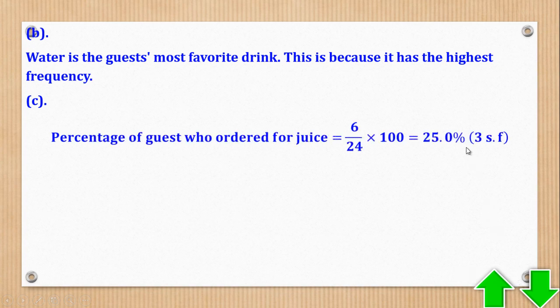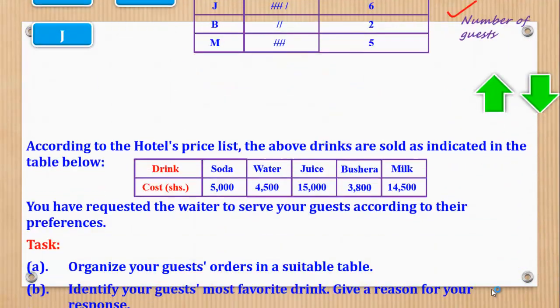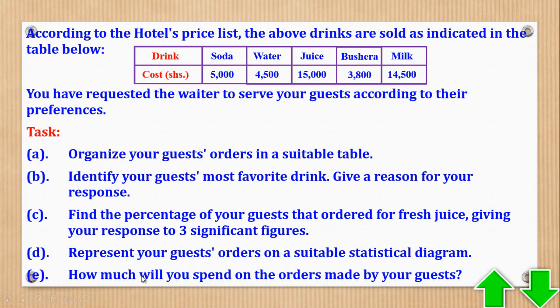But they said 3 significant figures, so it is that. So that is part C. What about part D? Part D is: represent your guest orders on a suitable statistical diagram.